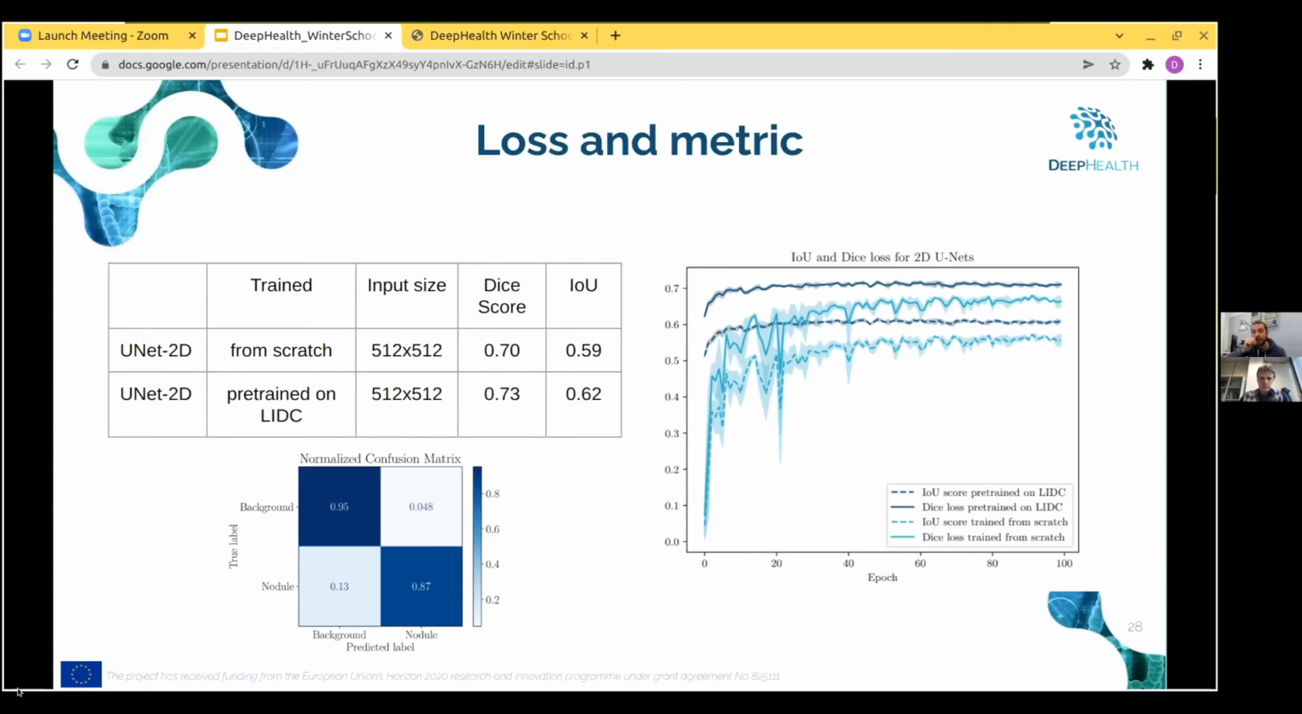Otherwise, we can also evaluate the goodness of each map by evaluating for each pixel if it belongs to the background or to a nodule. If we look at the confusion matrix below, we can see that 87% of the pixels of the nodule are correctly identified, and we have 97% for the background pixels.